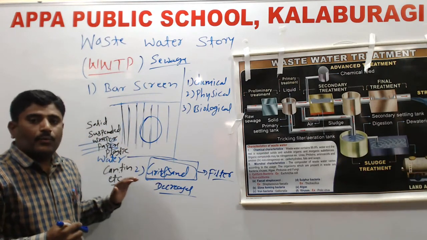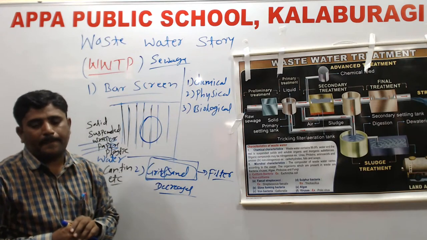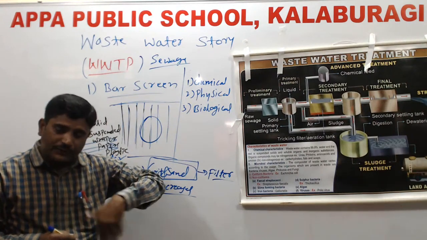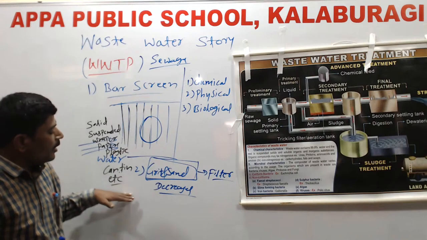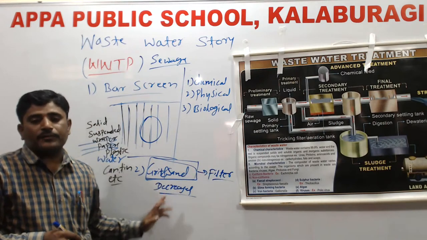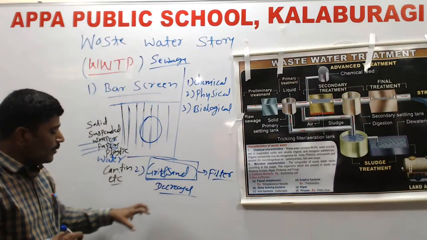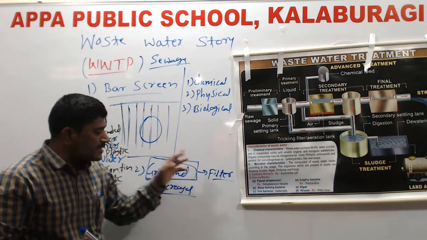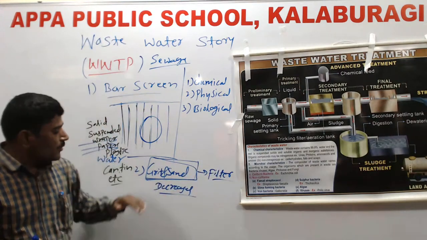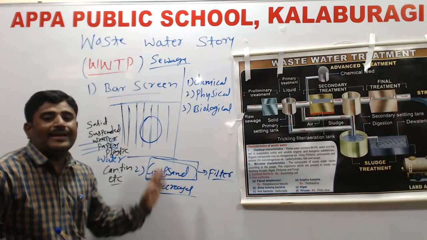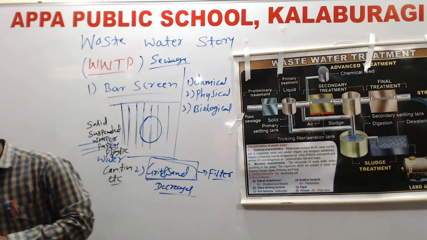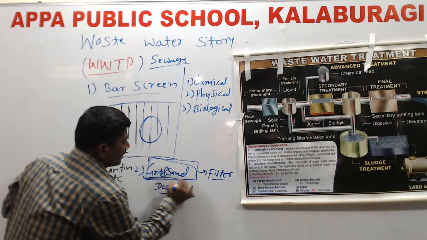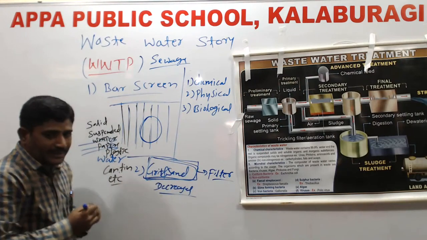In this step we are going to decrease the speed of water, artificially, not naturally, because some small particles are still there, and we are going to separate them through the sand and grit. That water we have to filter. And as soon as we complete the grit and sand method, we will transfer to one more method.